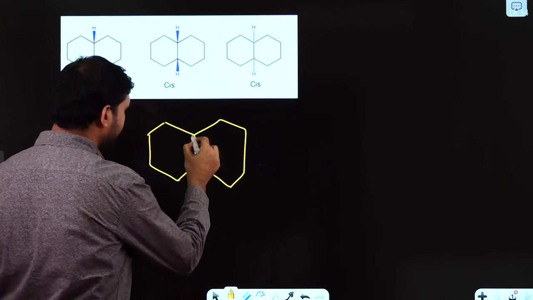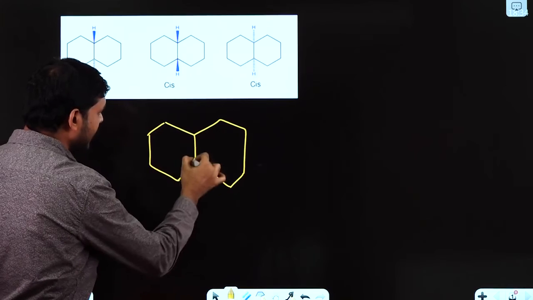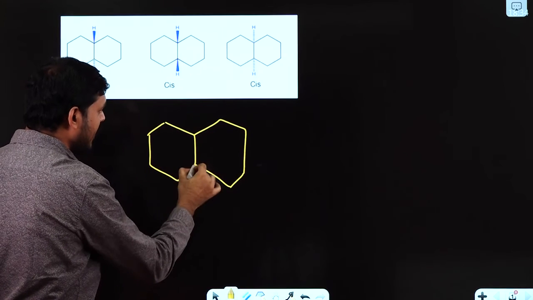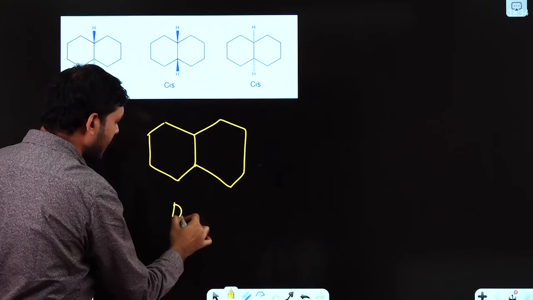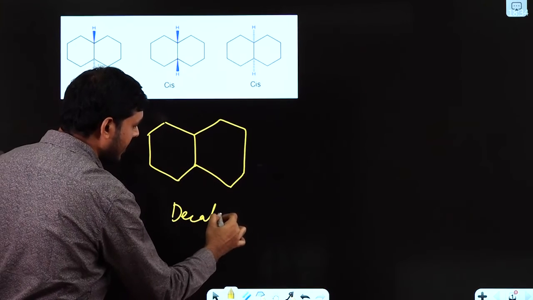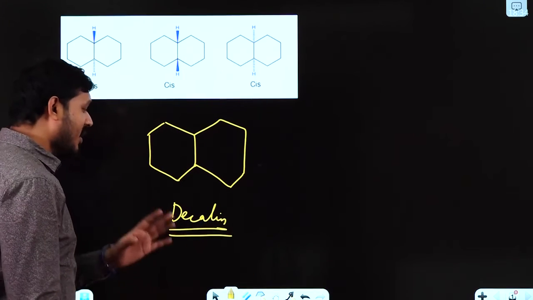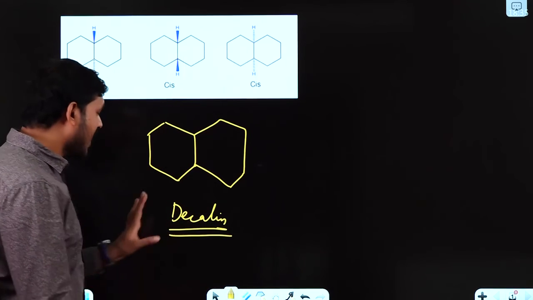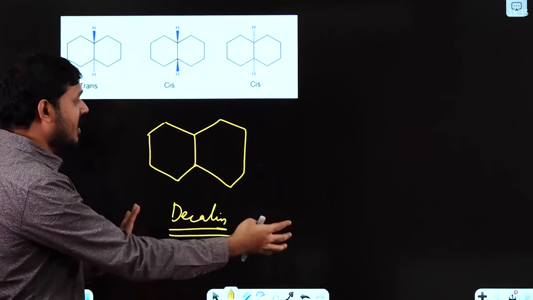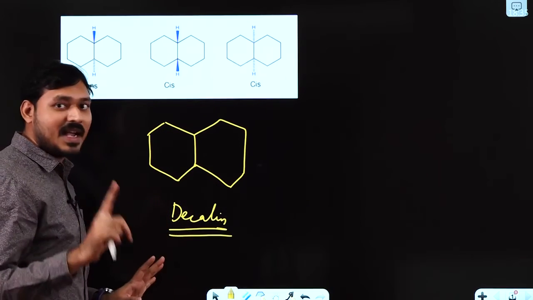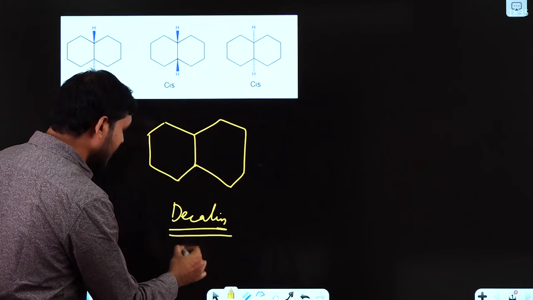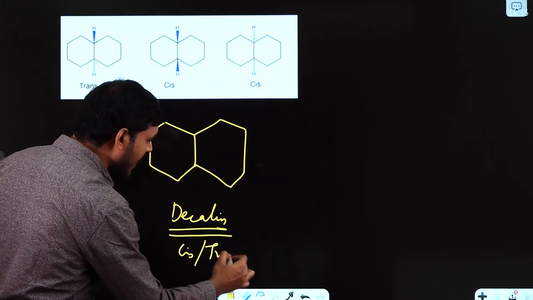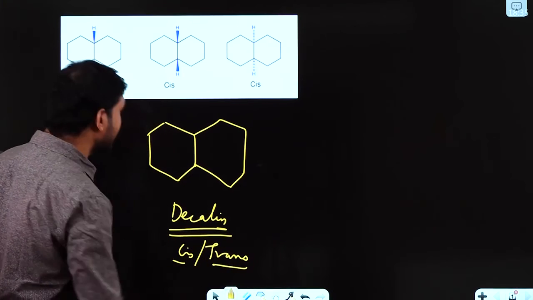So this compound is 1, 2, 3, 4, 5, 6, 7, 8, 9, 10. It has 10 carbons. It is a bicyclo compound. Its name is decalin. Now one of the most important questions that is asked is whether decalin can show geometrical isomerism. Yes, it can show GI. It forms cis as well as trans forms.